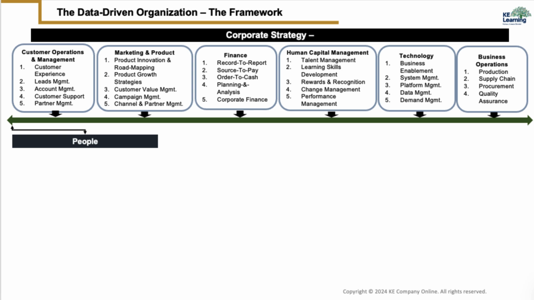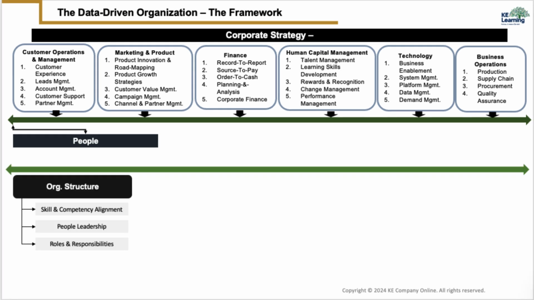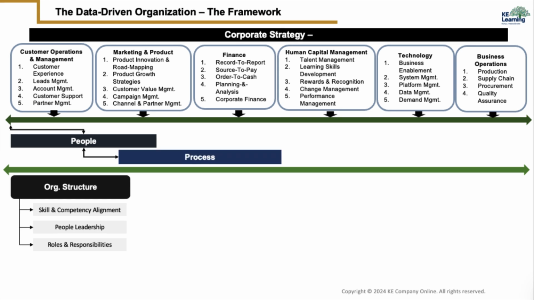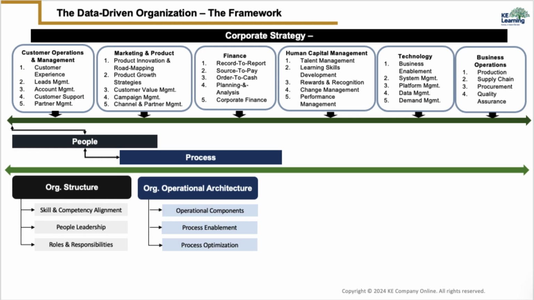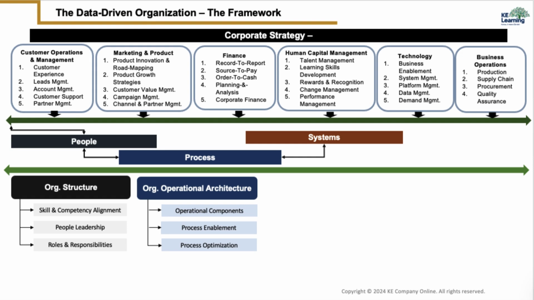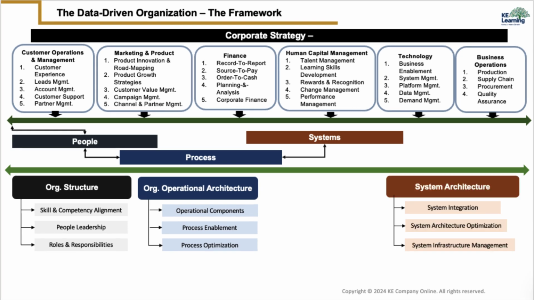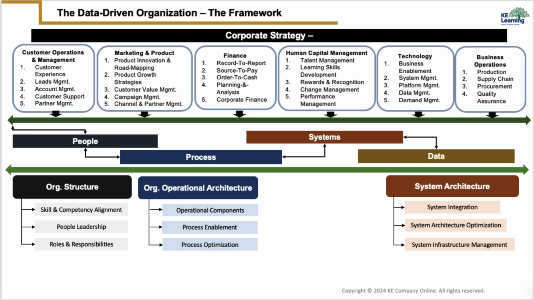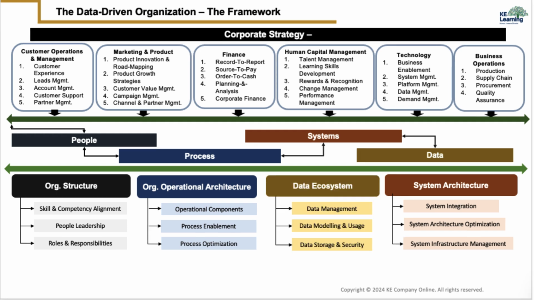These key components include people, a core input to any organization, the key organizational design considerations of which include skills, competencies, and leadership; process, the key organizational design considerations of which include process optimization, as well as process enablement; systems, key considerations of which include system infrastructure, system integration, as well as system architecture optimization; and lastly, data, the key considerations of which include data modeling and usage, data management, as well as data storage and security.